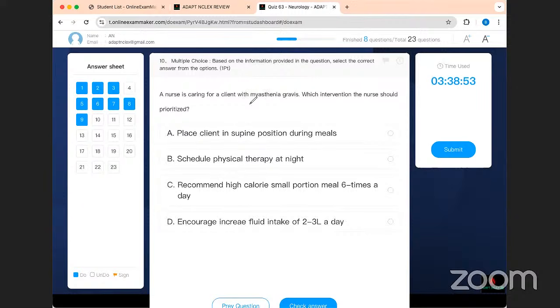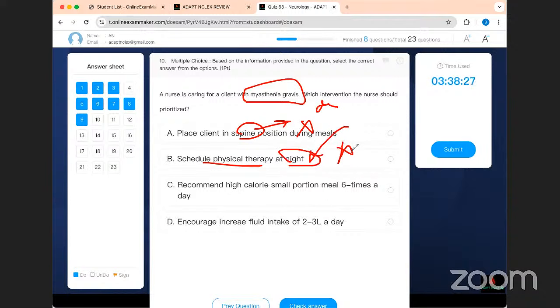And then you have to know what is the priority for myasthenia gravis. Before then, you spend 5 seconds, 10 seconds to see what I did, and you look at the question, you know what to expect. Priority for myasthenia gravis is airway. I'll keep you supine, you're going to aspirate. We have a problem. They have dysphagia. They can't swallow well. Schedule physical therapy at night. They're weak at night. It's a bad idea.